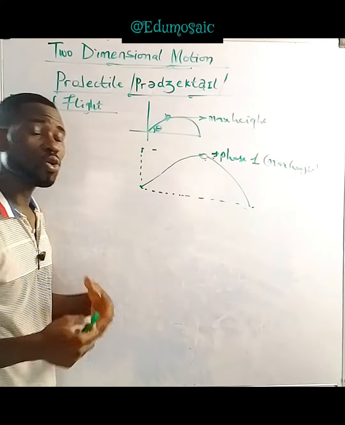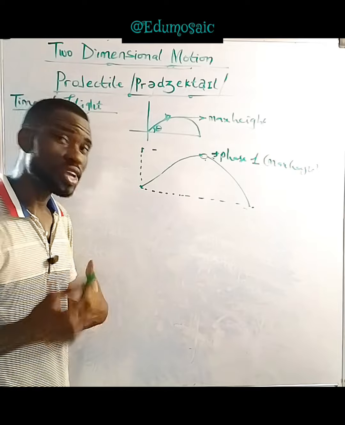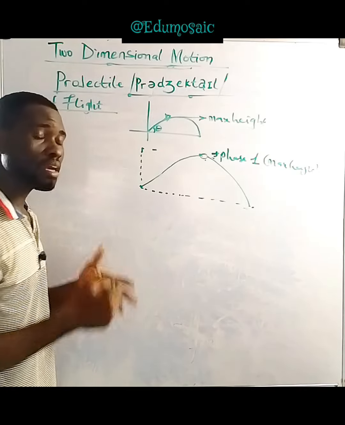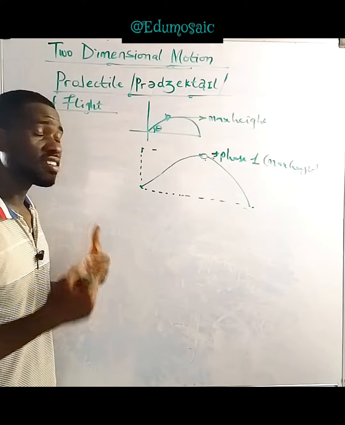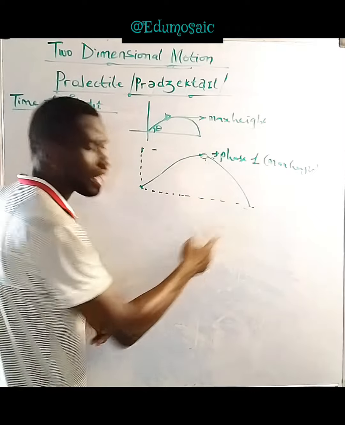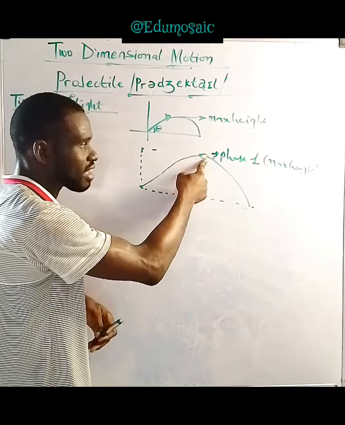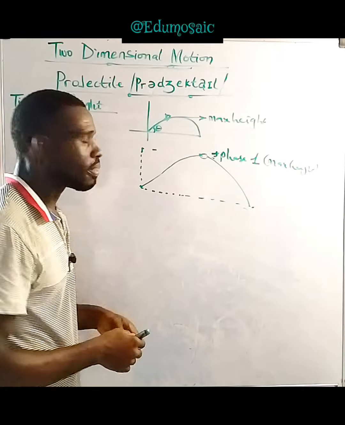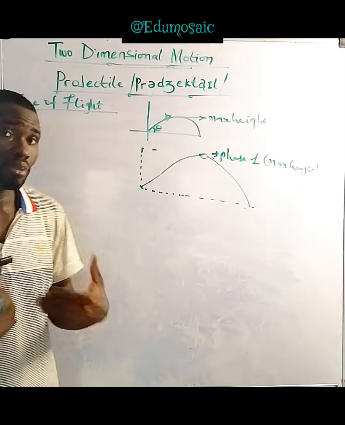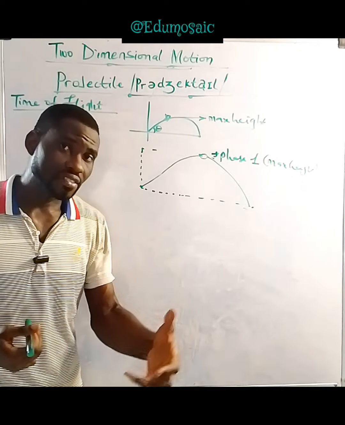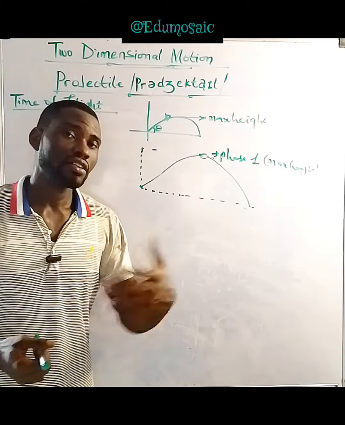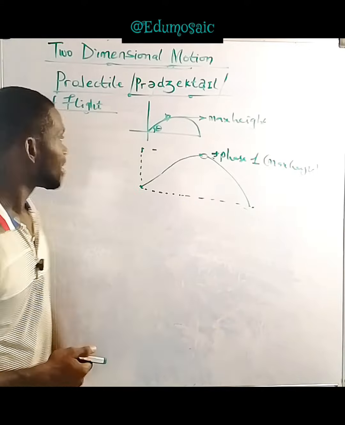Now, provided there is no air friction or wind, it means it's going to take the same exact time to fall back as it took to get to the maximum height. So if it takes 2 seconds to get to the max height, it's going to take another 2 seconds to fall back. So the time of flight is simply the time it takes a given projectile, which is a body, to get to the max height, and also the time it takes that same body to fall back to the ground or to the earth.